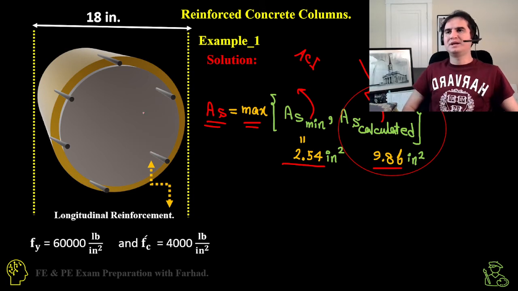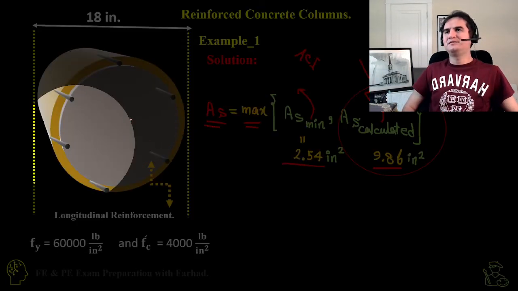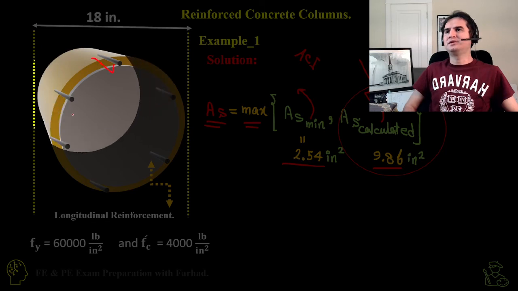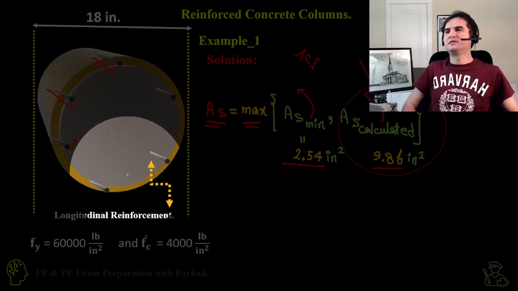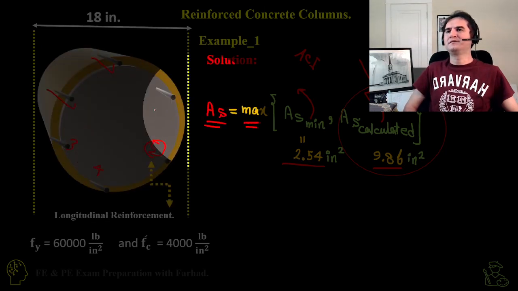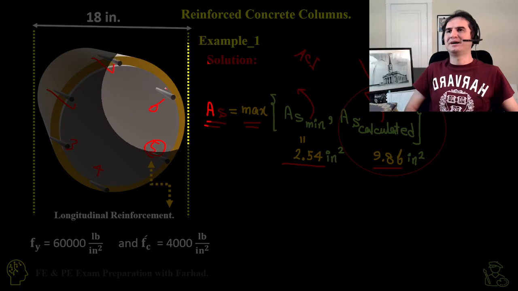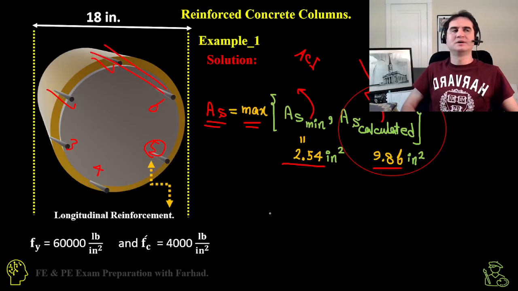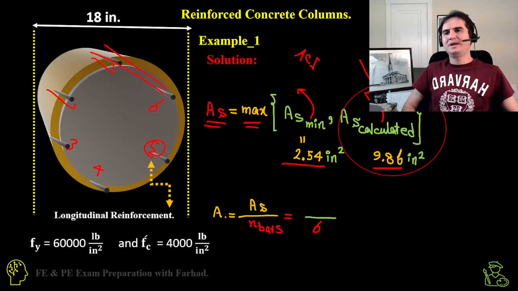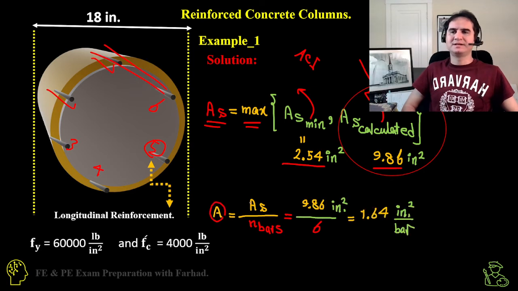And if you again look at the figure, you can easily see 1, 2, 3, 4, 5, 6. We have 6 longitudinal rebars. So the area for each of them is the total area, 9.86, over the number of bars, which is 6, and it gives us 1.64 inches squared per bar.